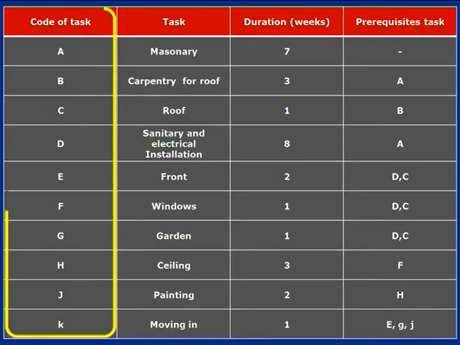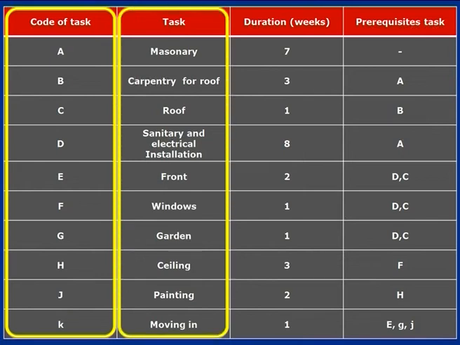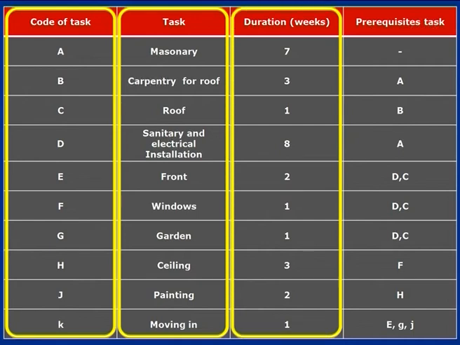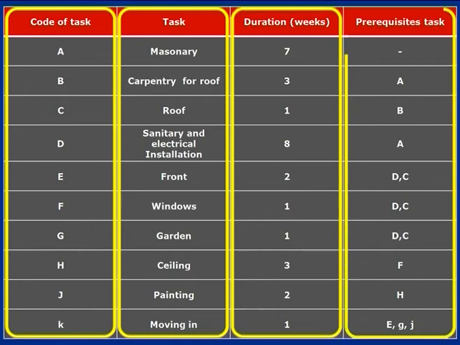Now let us have an example. Considering an example on PERT chart. The construction of a cottage requires the performance of certain tasks. The following Table 1 lists the various tasks with their priority relationship. In the table, the first column indicates the code of the task, the second column indicates the task to be performed, the third column indicates the duration in weeks, and the fourth column represents the prerequisite tasks.